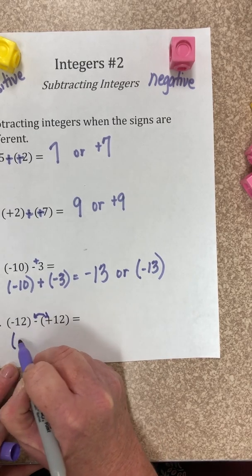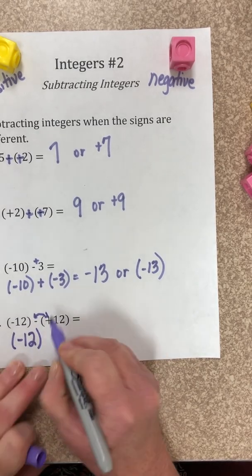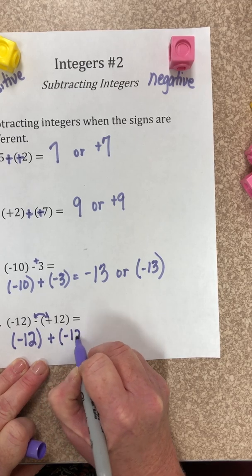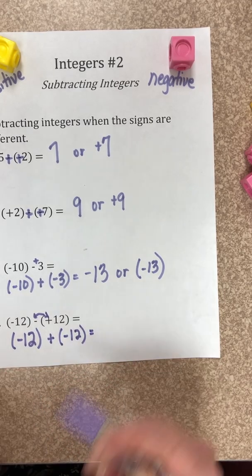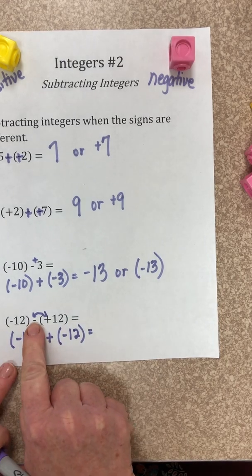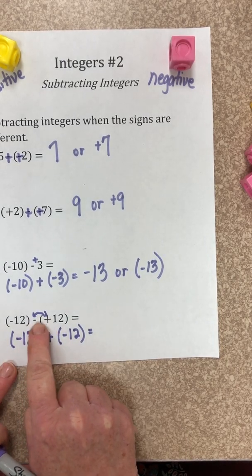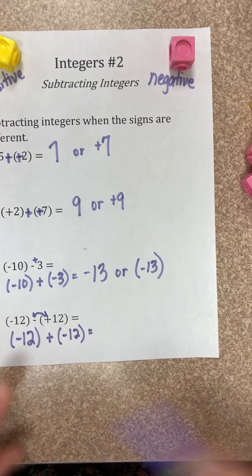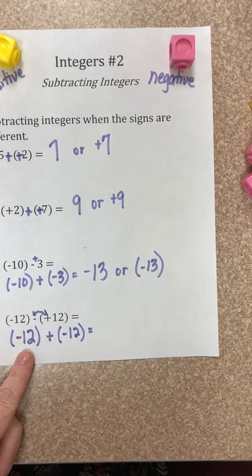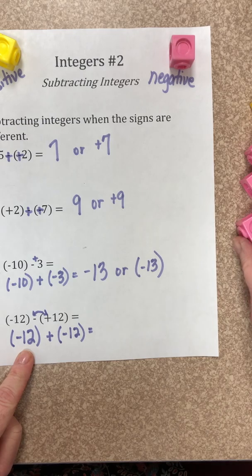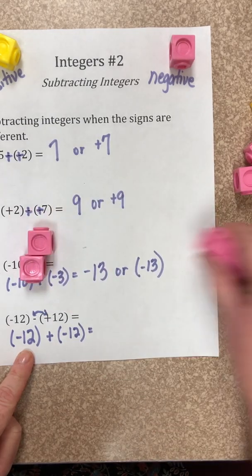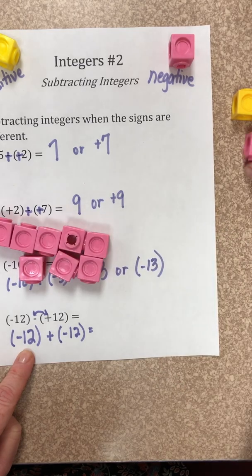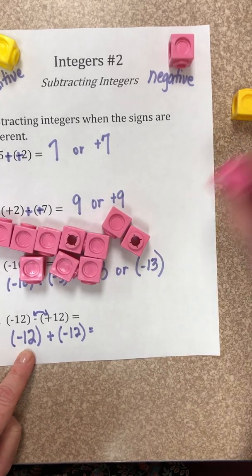So I'm going to rewrite it as negative 12 plus negative 12, because this means the opposite of a positive. Opposite of a positive 12 is a negative 12. So we switch the signs. So now I need a negative 12. That would be pink. So here's 1, 2, 3, 4, 5, 6, 7, 8, 9, 10, 11, 12.